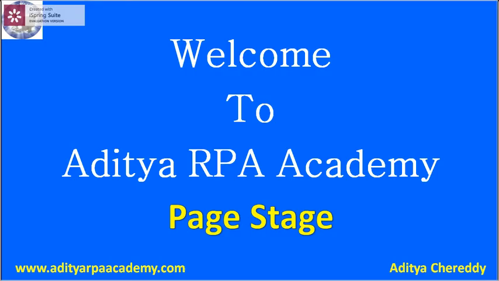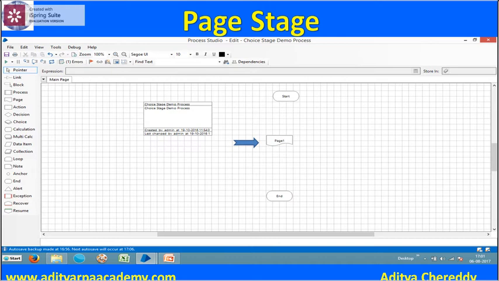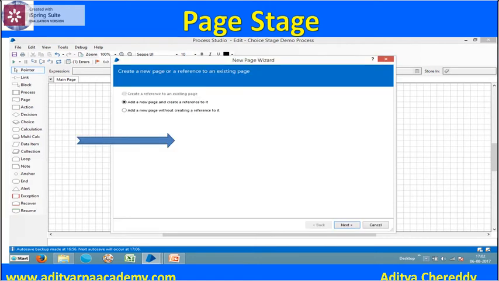In the last video we have seen in detail about the alert stage. Now we are going to see the information about the page stage and reference stage. Whenever you try to drag and drop the page stage into the canvas area, the wizard will open. The wizard will tell you that by using it we can create a new page, or we can refer to an existing page, etc.